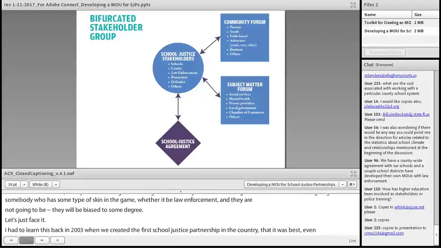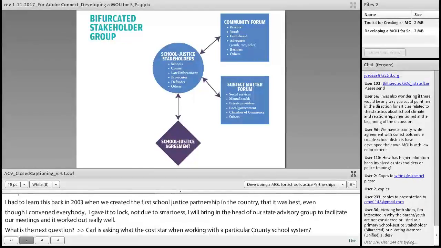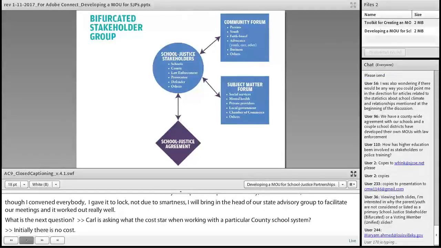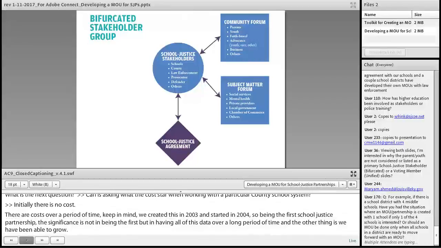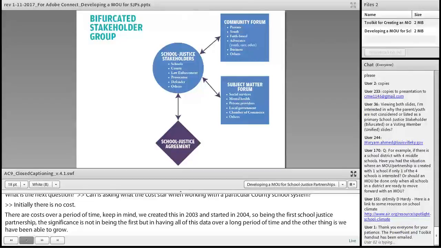The next question comes from Carl, and he's asking what the costs are associated with working with a particular county school system. Well, initially, there's no cost when we started this. Now, there are costs over a period of time, because keep in mind, we created this in 2003, started it in 2004. Being the first school justice partnership, the significance is not in being the first, but the fact that we have all this data over a long period of time. But the other thing is that we've been able to grow. The more success we had, we were able to attract funders, not only that, but even the agencies. The school system, my board of commissioners have placed money in our budget.